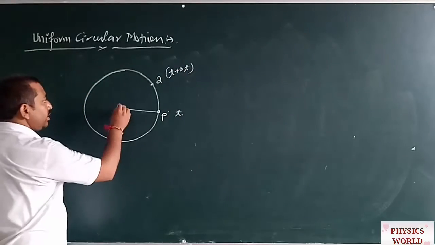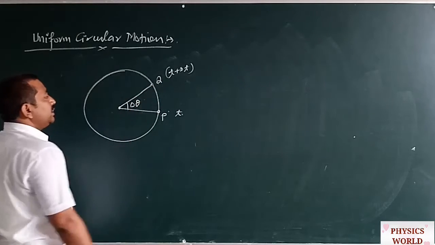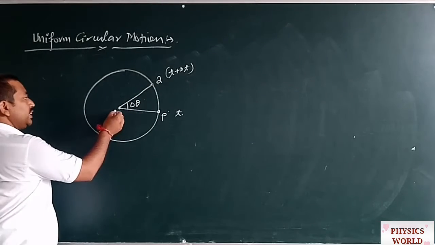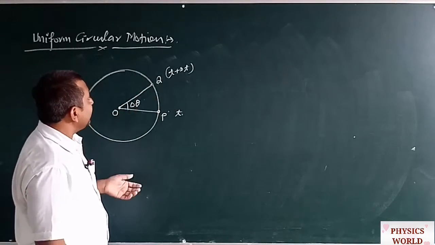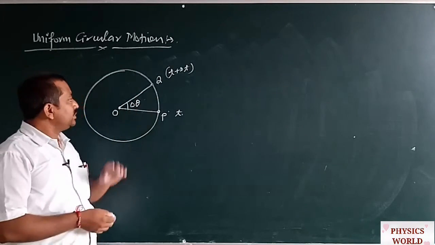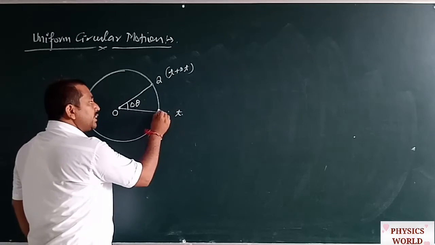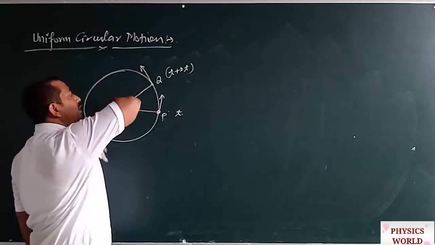Okay, so the angle formed by this motion at the center is assumed as delta theta. Then what will be the arc length and how much is the acceleration acting on this particle? Because the particle changes its velocity continuously during motion on the circular track.